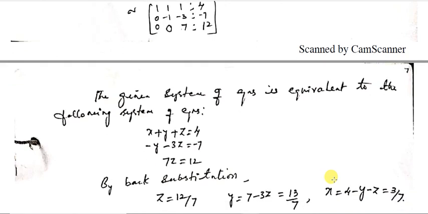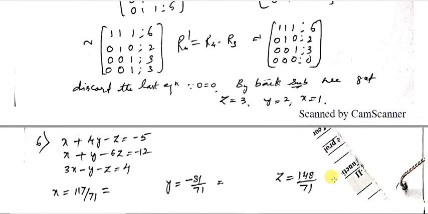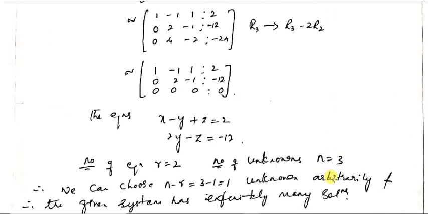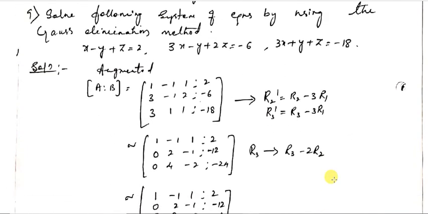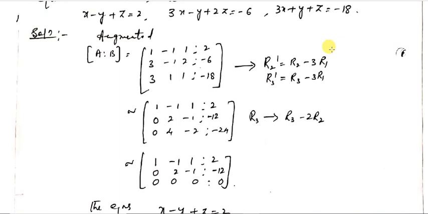I'll take up an example wherein the number of non-zero rows is not equal to the number of unknowns. In this system of equations, x minus y plus z is equal to 2, 3x minus y plus 2z is equal to minus 6, 3x plus y plus z is equal to minus 18. Let us obtain the matrix equation AX is equal to B and the augmented matrix AB is equal to 1 minus 1 1 2, 3 minus 1 2 minus 6, 3 1 1 minus 18. Let us reduce the coefficient matrix to an upper triangular form by using a set of row transformations.